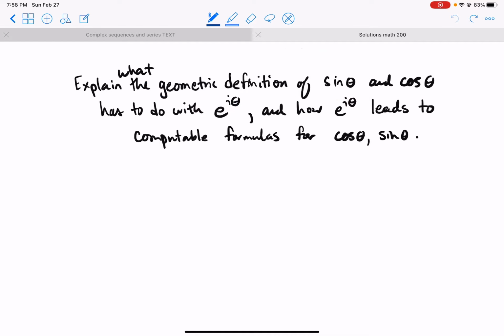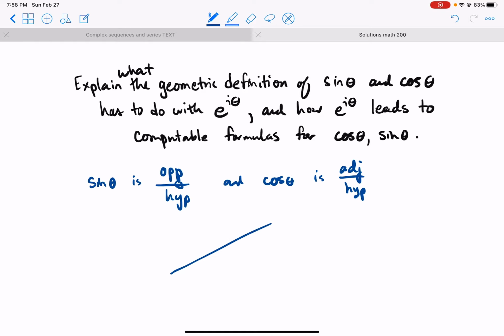Okay, so first the geometric definition of sine and cosine. So sine theta is adjacent over hypotenuse, and cos theta is what? No, whoops. This is the opposite over hypotenuse, and this is the adjacent over hypotenuse. And what does this mean? I mean, if you have some triangle that has 90 degrees, and you pick one of them and you call it theta, and you say this is an angle theta, nobody knows what you mean.